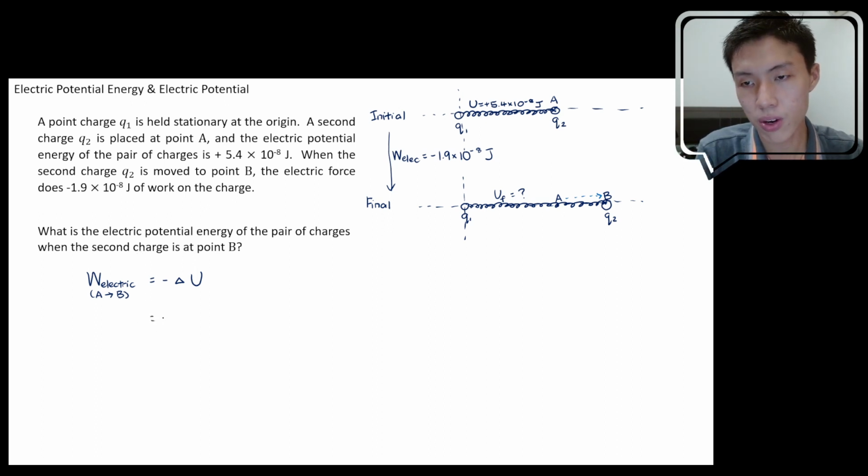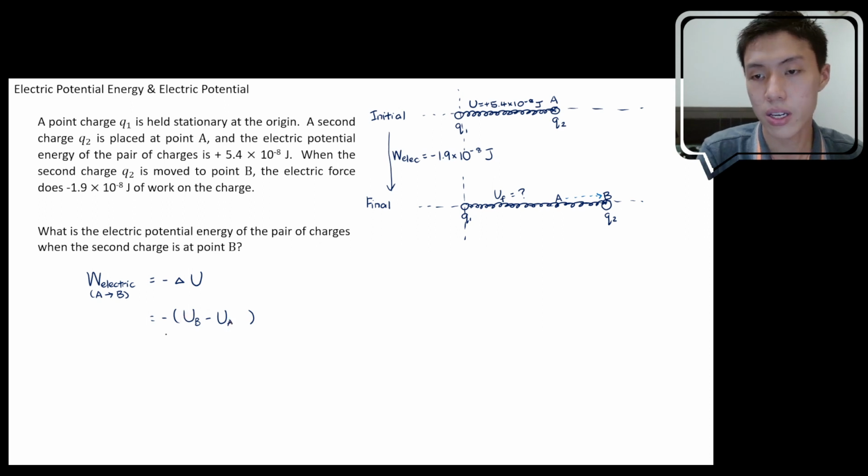Okay, so we can further break it open. We know that this delta represents change, so it's always final minus initial. For our case, you go from A to B, so A will be initial and B will be final. So you take final UB minus initial UA. Now you are asked to find UB, because UB is the U final. So you leave UB as it is.